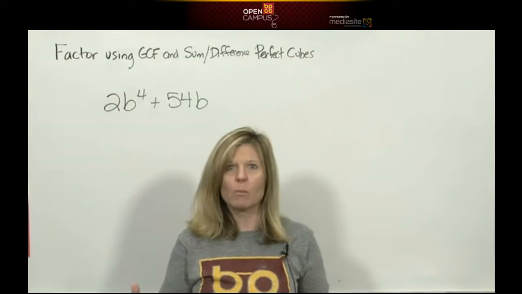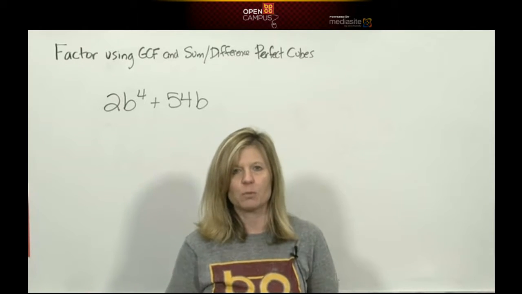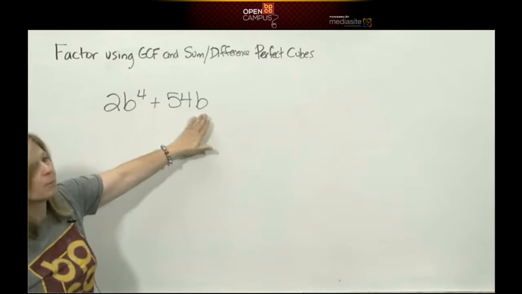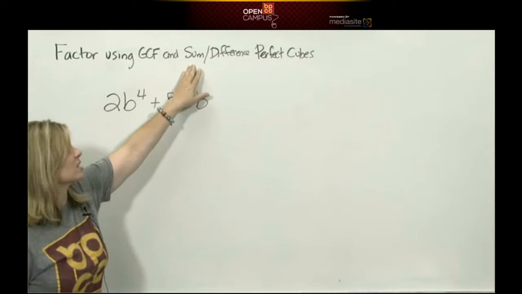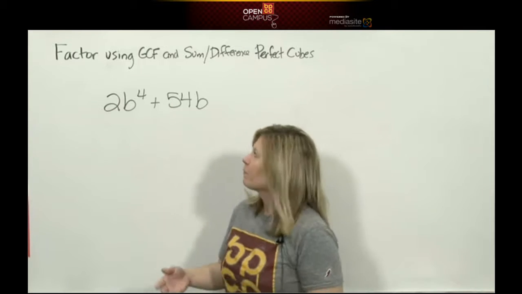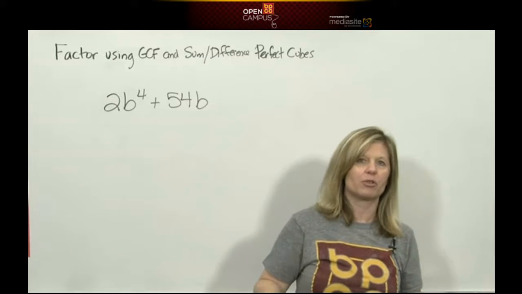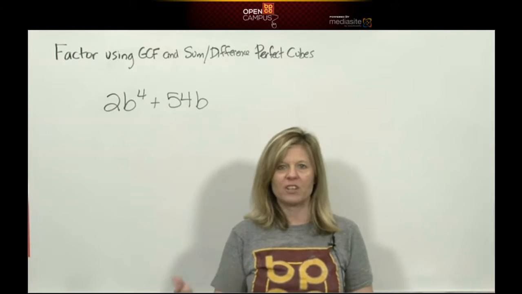Okay, let's practice one more expression by using the rule sum or difference of perfect cubes. So if I look at my expression here, I have 2b to the fourth plus 54b. Well, it is two terms. It is connected by addition, so that is a sum. But these terms are not perfect cubes. First of all, my exponents are 4 and 1, and those are not multiples of 3. And my numbers 2 and 54 are not on my perfect cube list.